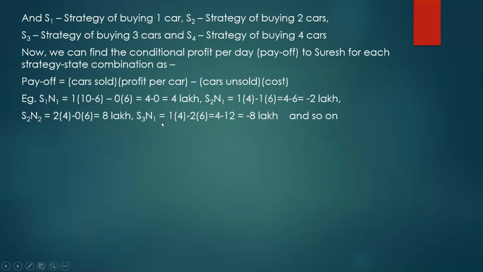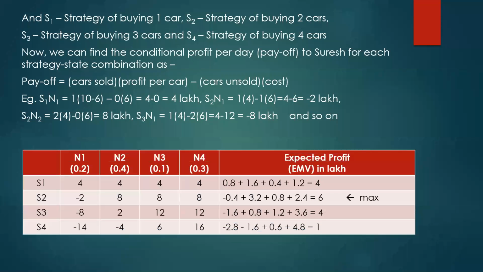And if I do the calculation for S3N1, where the strategy is of buying three cars, but the demand is only one, so I'll be selling only one car here. Two remain unsold, multiplied by 6. This gives you minus 12. So 4 minus 12 will give me minus 8 lakh and so on. So this is how you do the calculation for the payoffs, basically depending on the strategy and the demand.